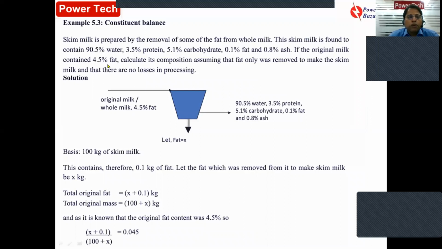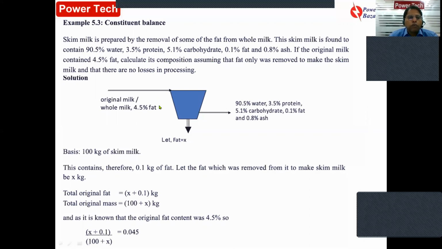The skim milk is found to be 90.5% water, 3.5% protein, 5.1% carbohydrate, 0.1% fat, 0.8% ash. So this is my skim milk, and the constituents or the components are given. Now, the original milk contains 4.5% fat. This is the original whole milk which contains 4.5% of fat. We have to calculate, if only fat is removed, what percentage of fat is removed to produce the skim milk, and the assumption is no loss in the processing.